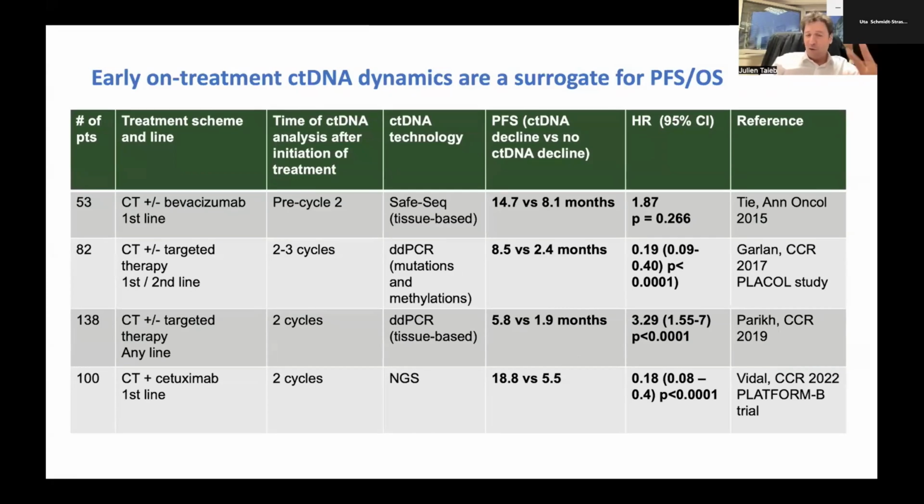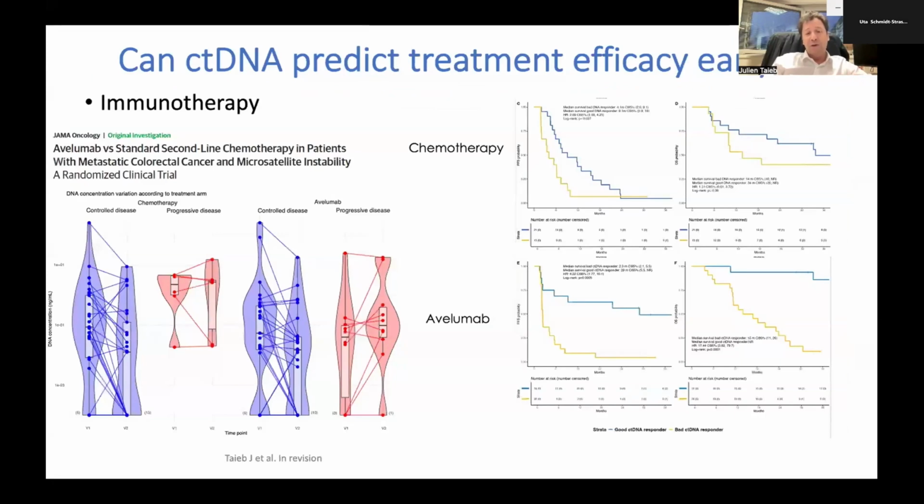But you can see that in all these papers, decreasing ctDNA quickly was associated with better PFS, and we will publish soon this trial, an ancillary study of a clinical randomized phase 2 trial testing immunotherapy in MSI-high colorectal cancer in the second-line setting, avelumab versus standard of care second-line chemotherapy plus targeted agent.